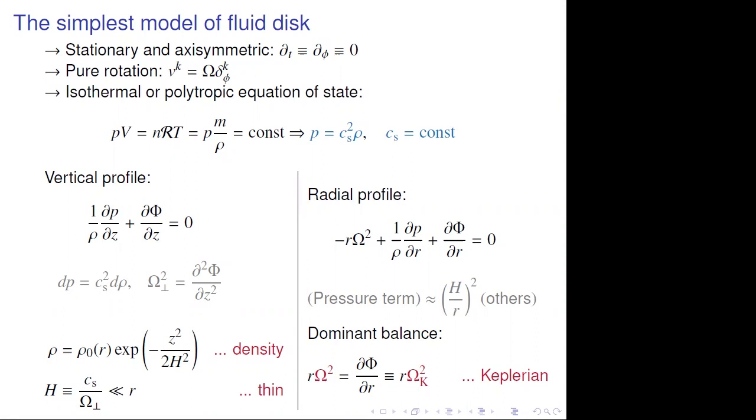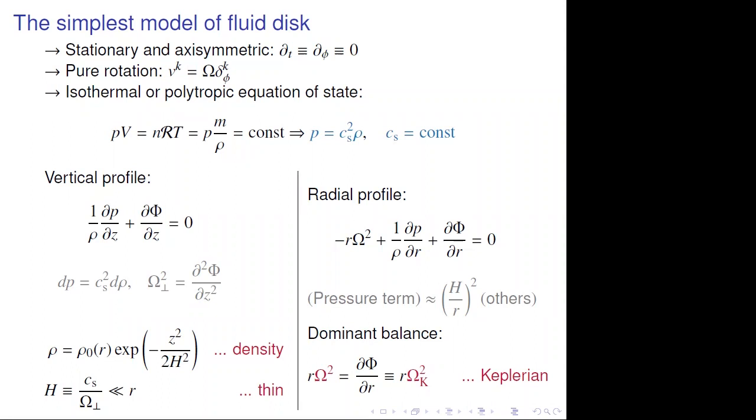Azimuthal equation as well. So you end up with just radial and vertical equations which look like this. And if you take just the vertical one, then you have the competition between vertical gravity, which is this vertical component of gravitational force, and pressure force. You have a beautiful equation of state, so you can easily integrate it and you will find out that vertically the profile at the equatorial plane is an exponentially decreasing atmosphere of the disk, right?